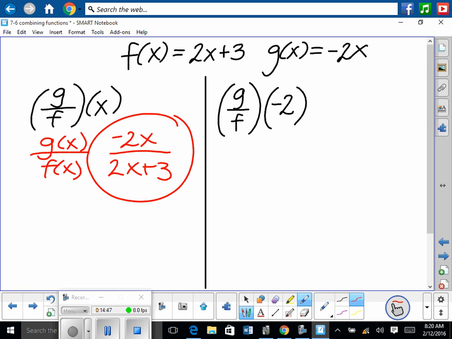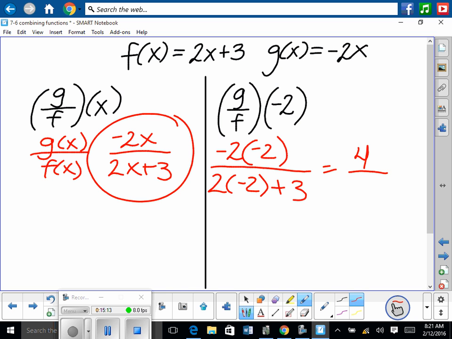Now we're going to have to find g divided by f of negative 2. We just did g divided by f of x, so let's just plug in negative 2 wherever there's an x. So we'll have negative 2 times, we're substituting in negative 2 wherever there's an x. Anytime you make a substitution, use parentheses. Divided by 2 times negative 2 plus 3. Simplify it correctly. Don't just type stuff into your calculator. Simplify the top, simplify the bottom. On top we have 4. On bottom we have negative 4 plus 3, right? Negative 1. What's 4 divided by negative 1? So our final answer, g divided by f of negative 2, is negative 4.